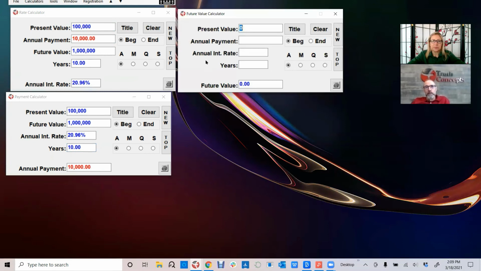All right, so present value of 100,000, a payment of 10,000. Whenever you paste a number, it's always going to paste the last thing that was copied. So she doesn't have to go back and copy it again. She can just simply paste it, since that was the last thing she copied, over 10 years. And we're going to see now our future value at exactly $1 million. Let's pull down the present value calculator.